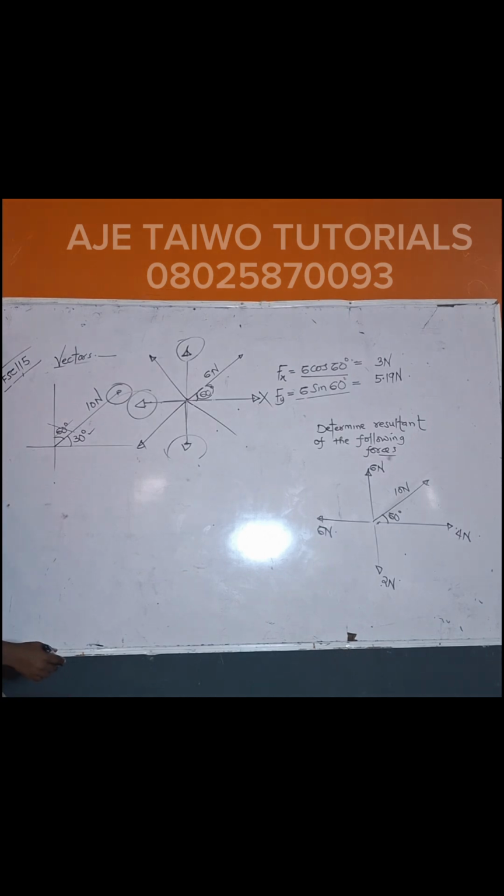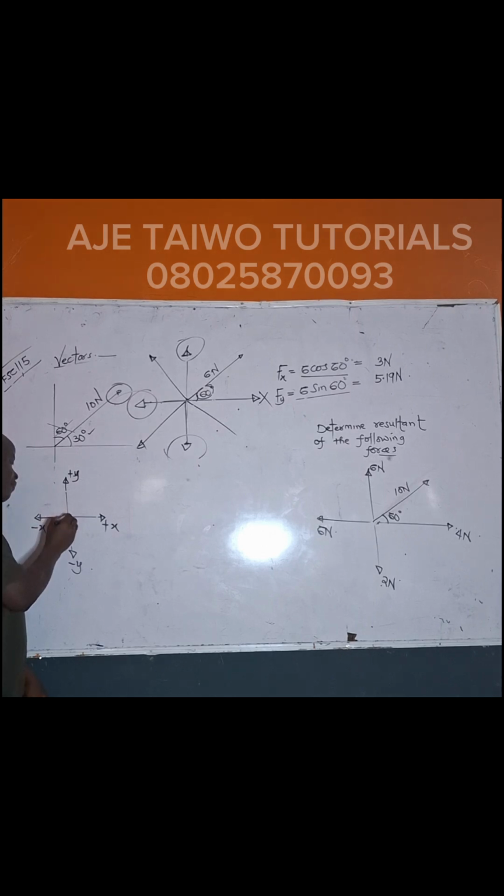And take note of the sign. In your graph, this is positive Y axis. This is positive X axis. This is negative X axis. This is negative Y axis. Therefore, if you see a force on the X axis like this, you give it plus. If you see a force on the Y like this, you give it plus. If you see a force on the Y like this, you give it minus. If you see a force like this, you give it minus.